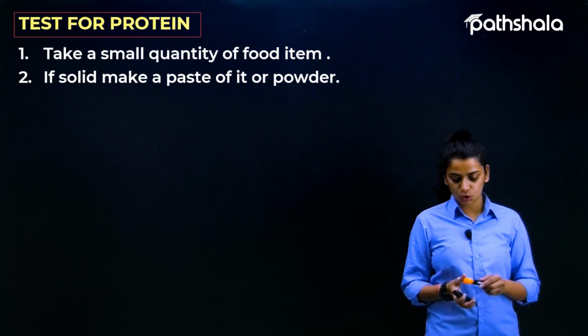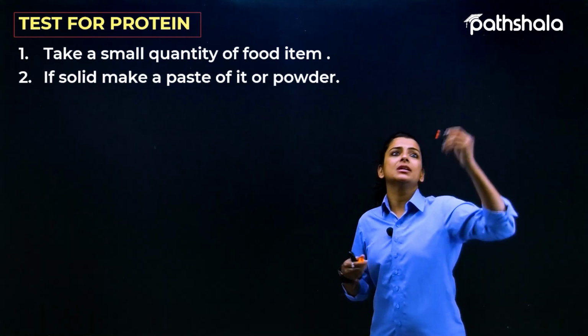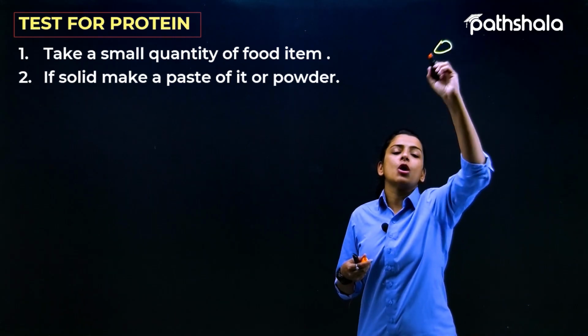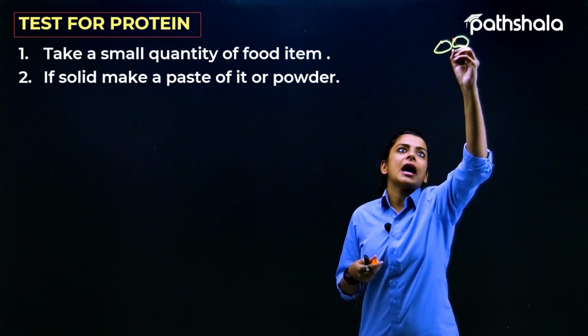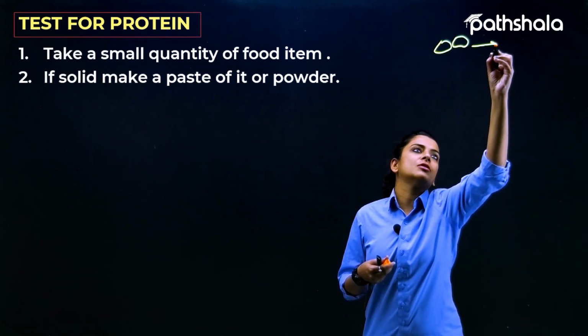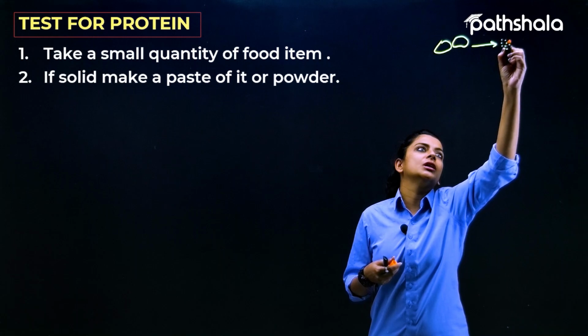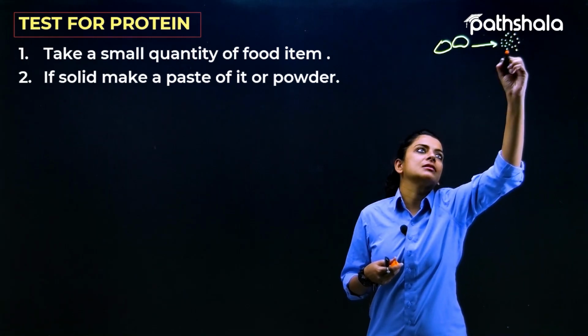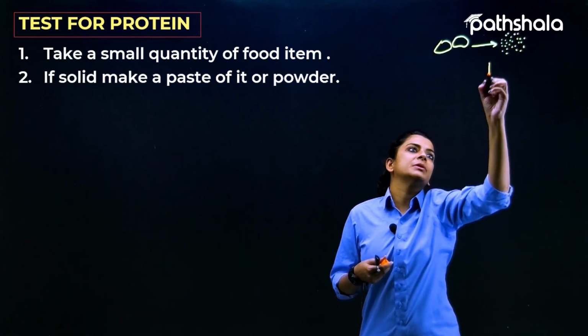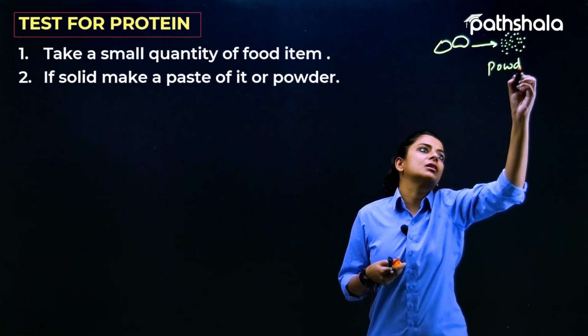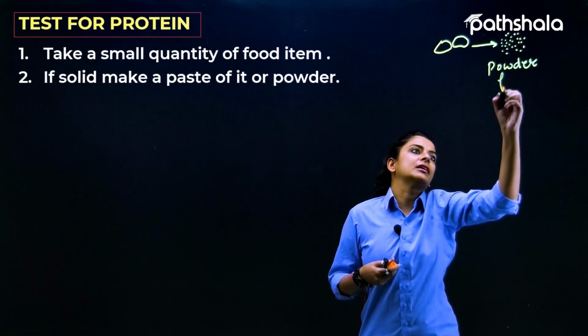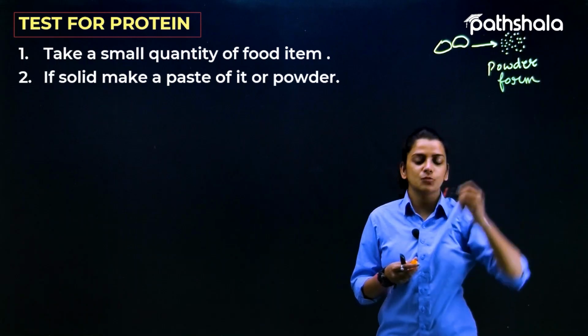So क्या करना है हमें? छोटा सा आपने food item लिया. For example, we took a small amount of food items, right? And if it is solid, for example, it is in a solid form, you have to crush it into the powdery form like this. All right? So this will be the powder form of whatever product or food item we have taken. All right? So this is one thing.